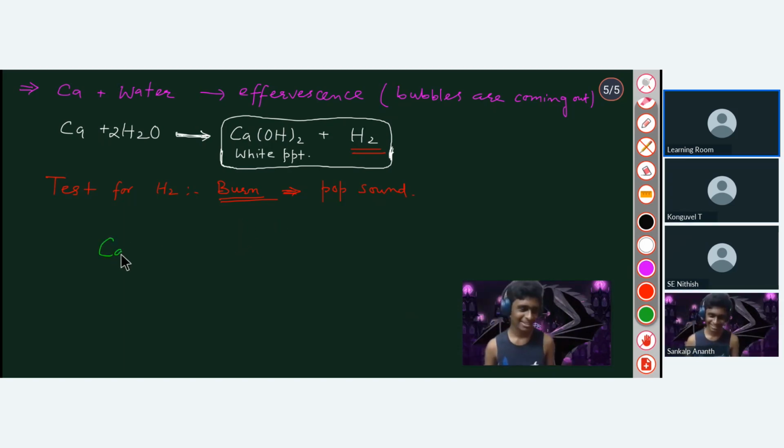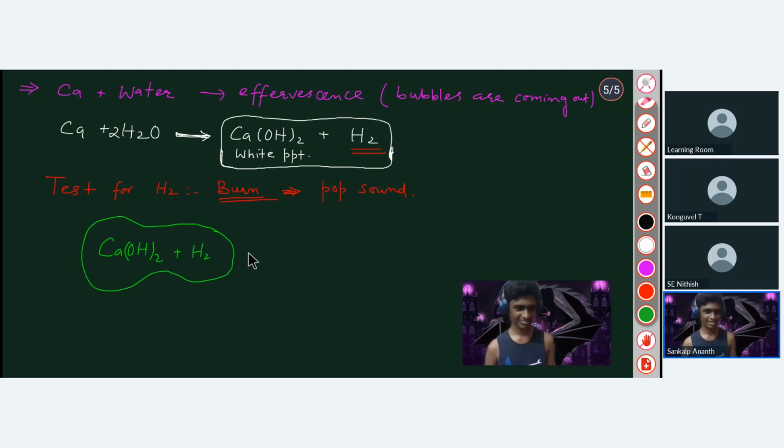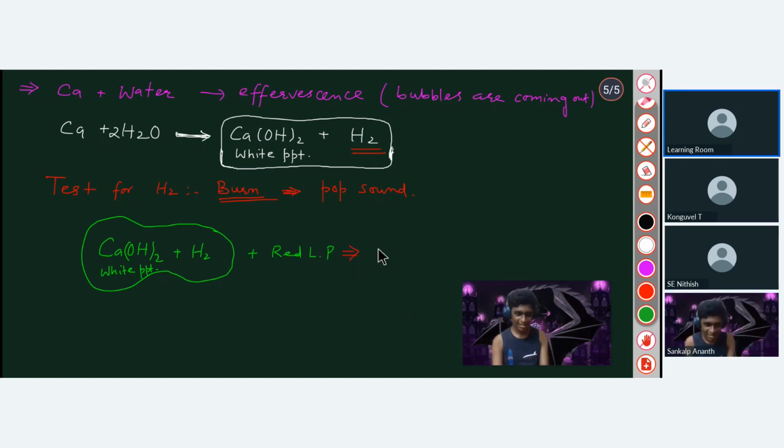See, again repeating, I'm having calcium hydroxide, and I'm having hydrogen gas in it. This is the mixture, and I'm putting litmus paper in it. Can you tell me what will be the color change here? Sir, it will turn red. There's no green color in that paper, guys. It's red litmus and blue litmus paper. So it will get converted to which color? Exactly, it will just turn into blue color.